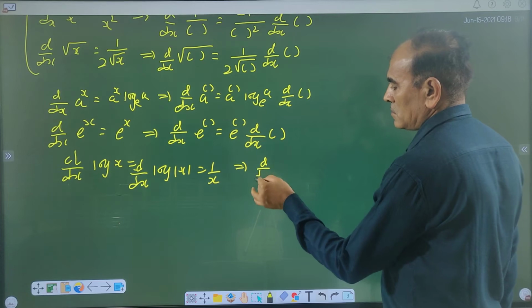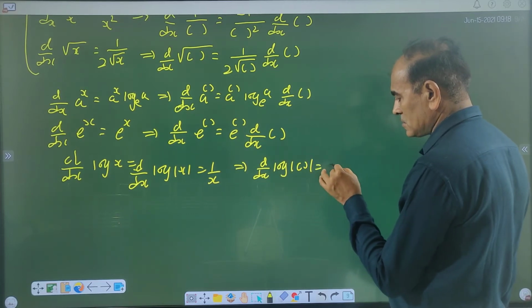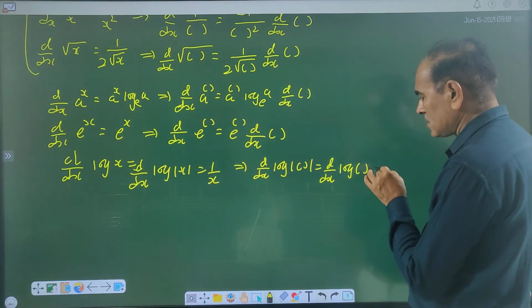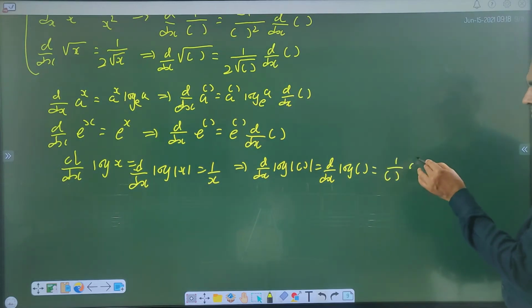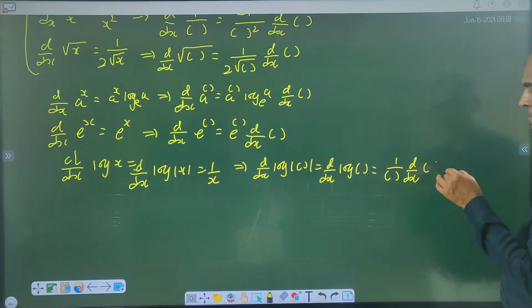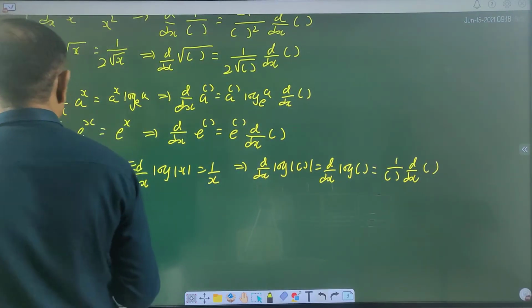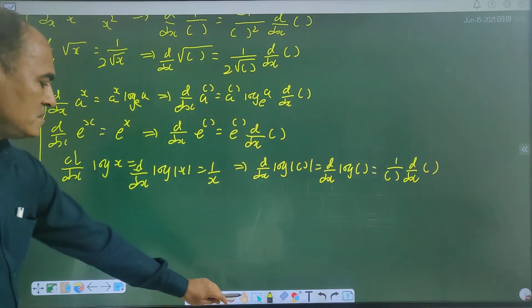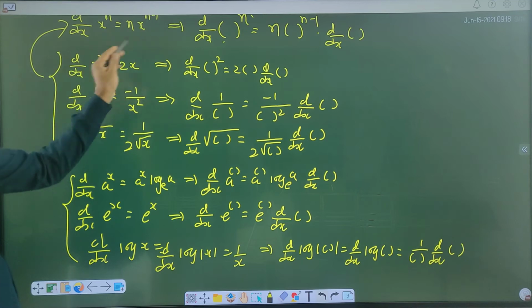So how are we going to use it? D by dx of log mod some function, or d by dx of log of some function, is equal to 1 by that function times d by dx of that function. Clear? So these are the three exponential forms. And these are the algebraic forms.